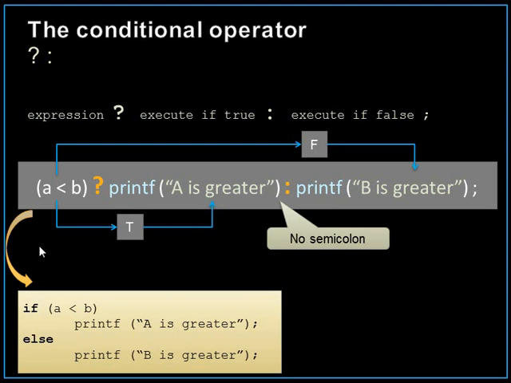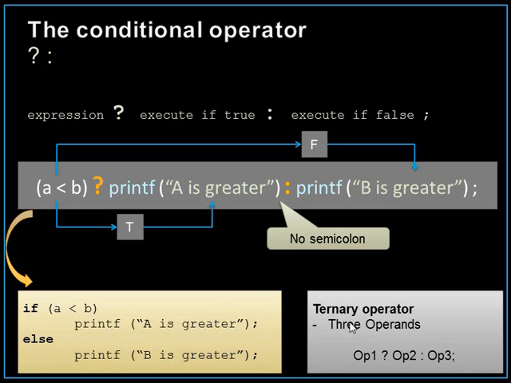Now this is equivalent to the if-else construct. If A is less than B, printf A is greater. If this is true, it prints that. If this is false, it goes into else and prints B is greater. And this is a ternary operator. Remember, in the operators lecture, we defined that if an operator has one operand, it is unary. If it has two operands, it is binary. If it has three operands, like this one, 1, 2, and 3, then it is a ternary operator. So the conditional operator is the ternary operator.